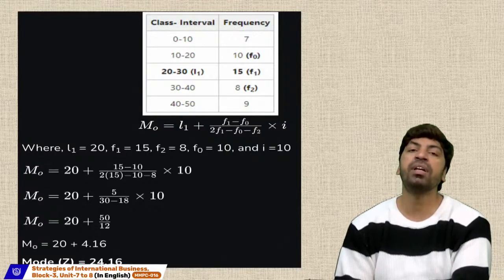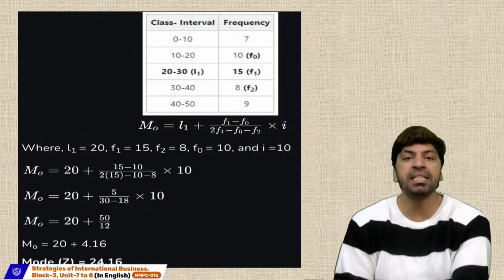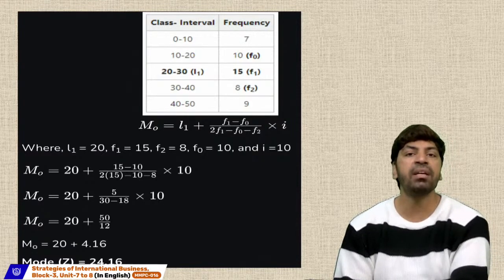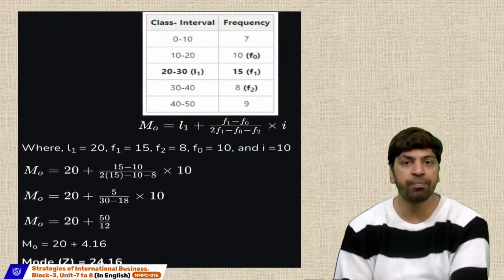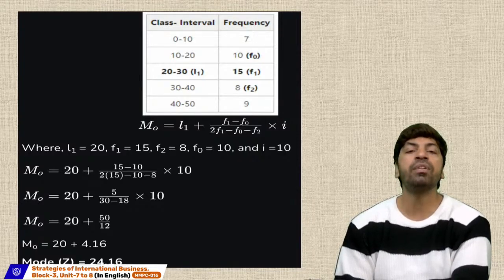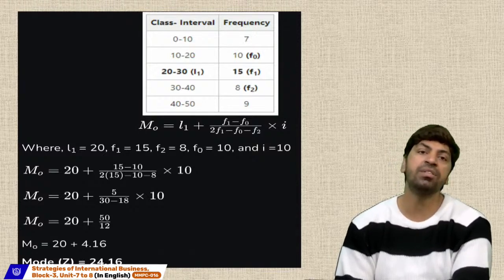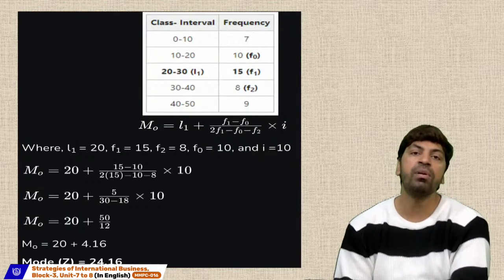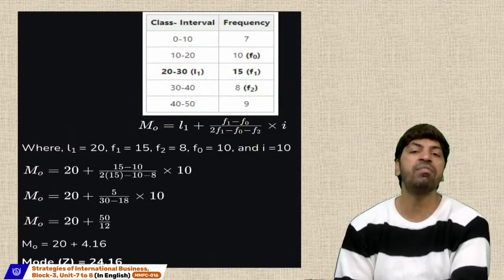F0 is the frequency which is preceding the highest frequency. So the 10 would be F0. What is F2? The frequency which is succeeding the highest frequency. So the highest frequency is 15. Succeeding, that is just below, that is 8. So F2 is 8.